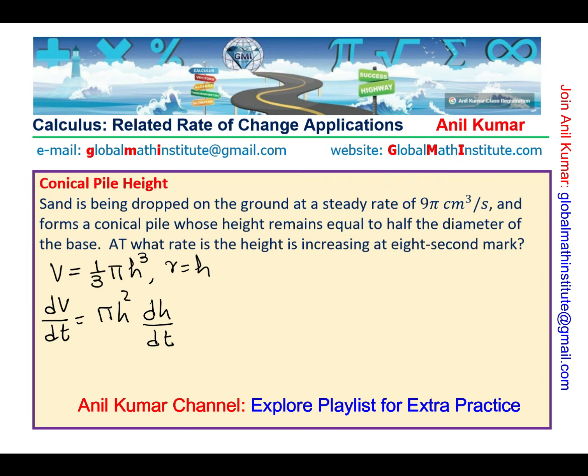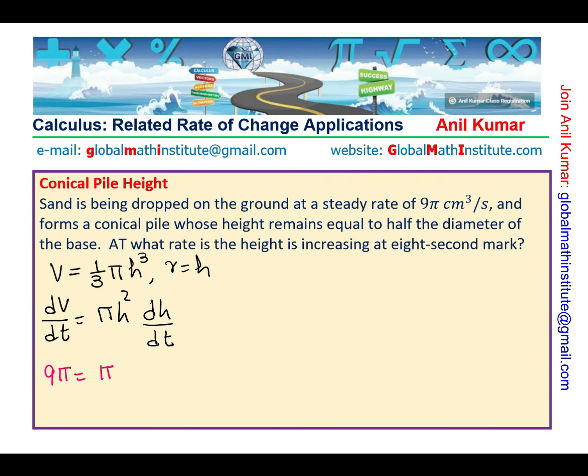And now we are going to substitute the given values. dV/dt, the volume rate of change, is 9π, right? So we're going to write 9π. H we figured out is 6 squared. And we need to find dh/dt.